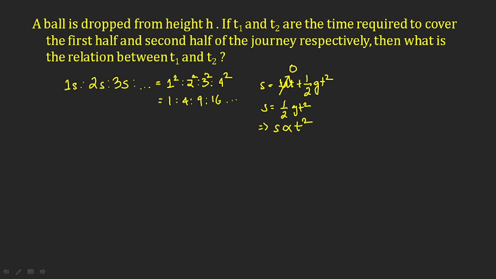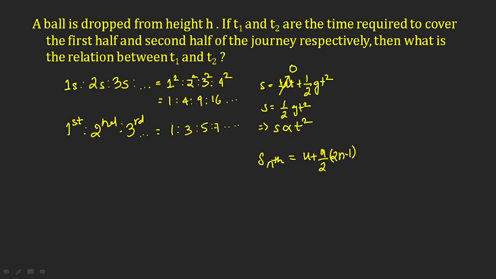And there is another concept, that is the distance covered in the first second, second second, third second and so on. It is given by 1 is to 3 is to 5 is to 7 and so on, the ratio of the odd numbers. The logic behind this is the distance covered in the nth second, known as Snth, that is given by u plus a by 2 into 2n minus 1.